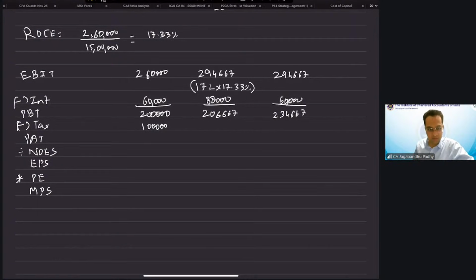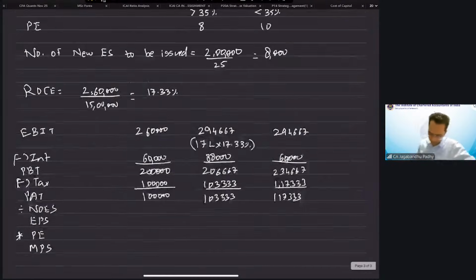Then second it is going to be 1,17,333. And this is 1,03,333. Then this is 1,17,333. So we have the PAT figure as 1 lakh, 1,03,333, 1,17,333. Number of equity shares.